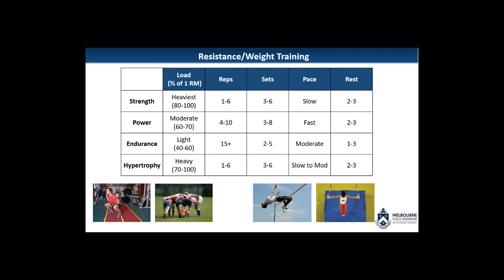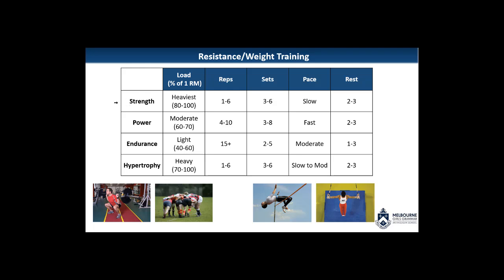When we look at this, and this is good for your revision as well, I want you to have a think about the variable that shows you that strength is being targeted, power and endurance. Hypertrophy is there just for your information. That just means muscle growth there. We're looking at the first 3 rows.